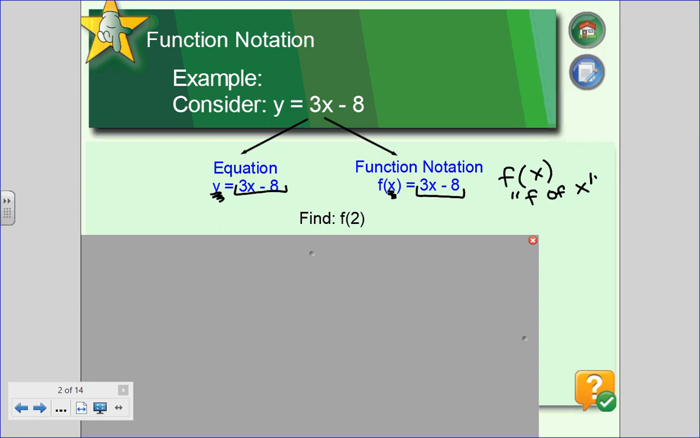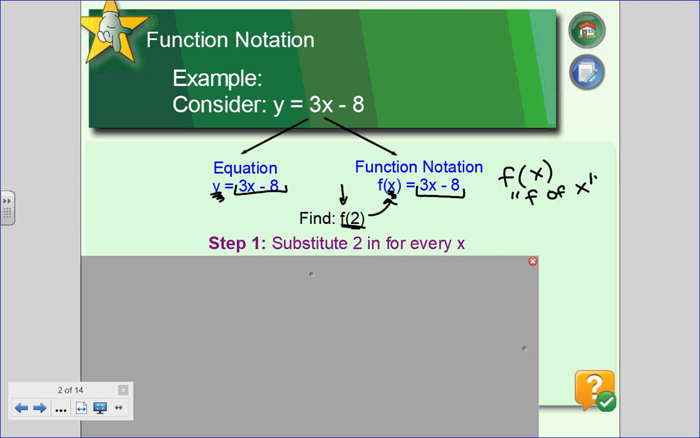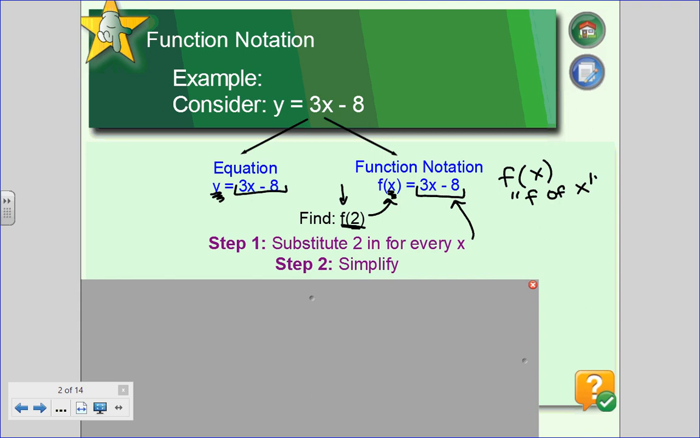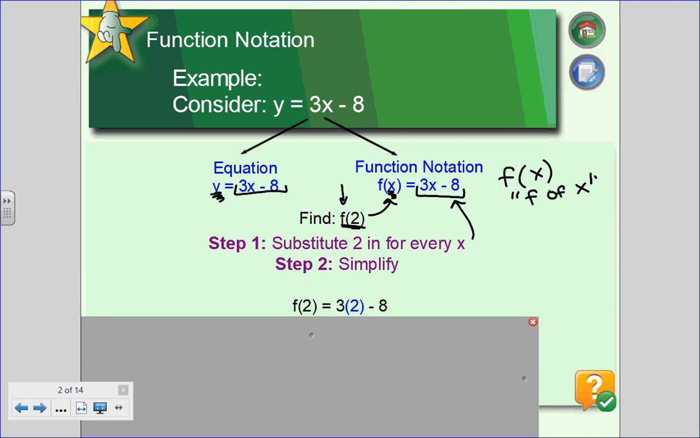So for example, if I told you to find f of 2, what this means is to find the function called f. So we have the f function over here, and instead of x, let's replace x with a value of 2. So step 1 is to substitute 2 in for every x that we see in our equation. And once we do that, we'll simplify to get our solution.